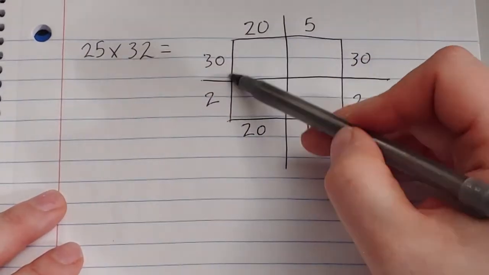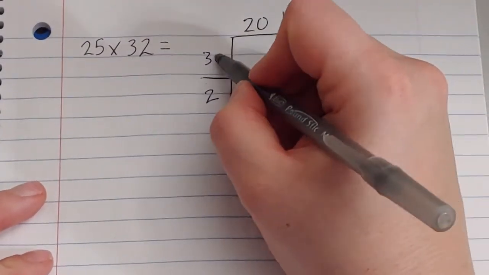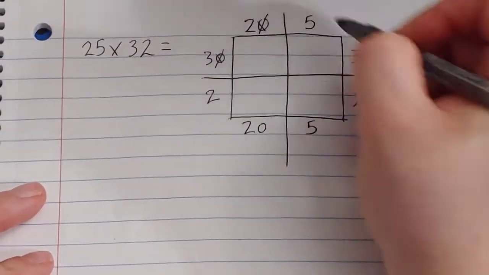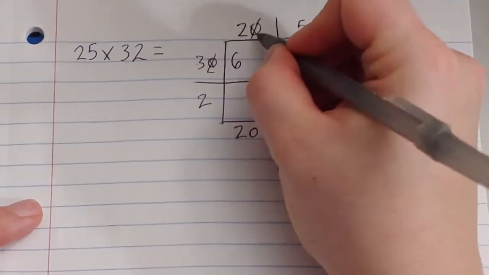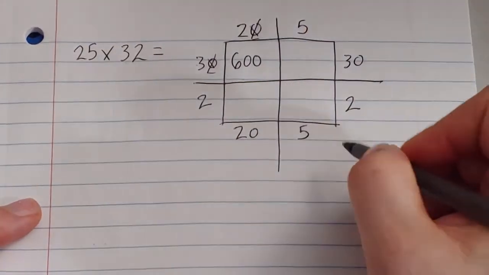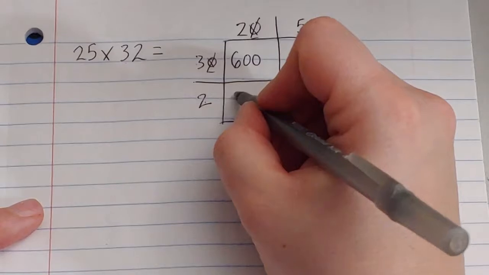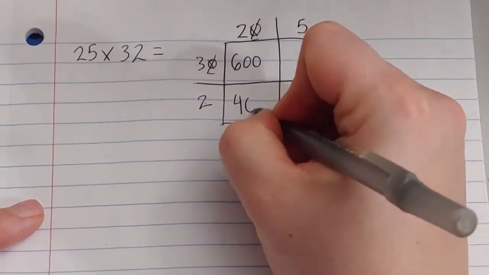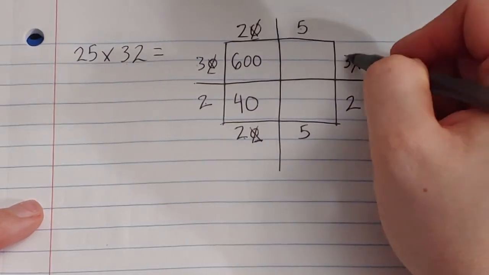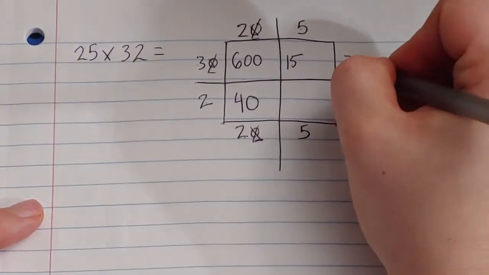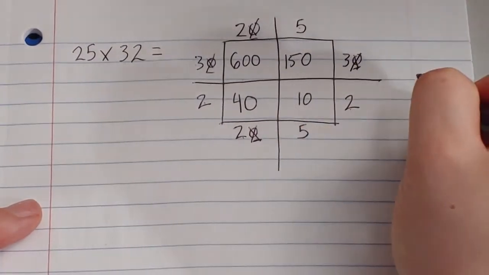Now you're just going to multiply the two sides of the box. So 30 times 20, remember you can get rid of those zeros. Make it easier on yourself. So you have 3 times 2, which is 6. And put those 2 zeros back. 2 times 20, make it easier. 2 times 2 is 4. Put that 0 back. 5 times 30, make it easy. 5 times 3 is 15. Put that 0 back. And then 5 times 2, which is 10.